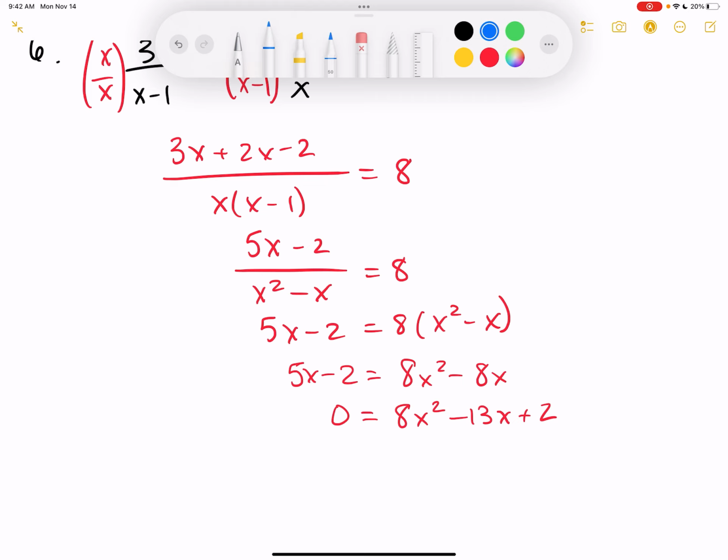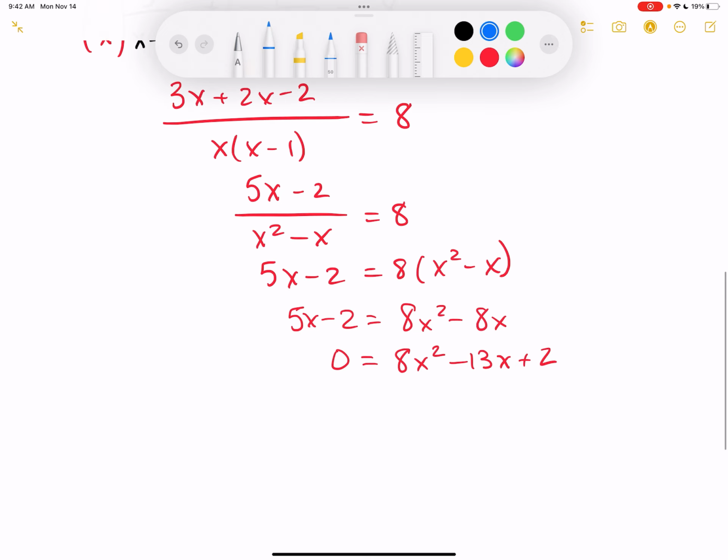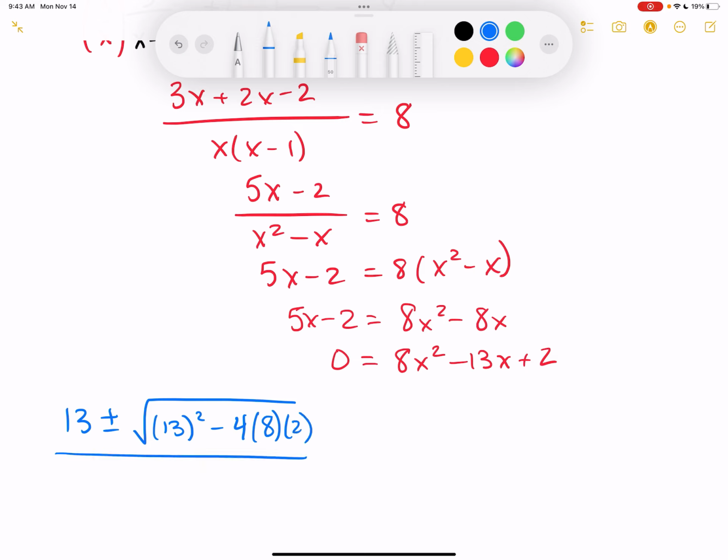Quadratic formula. So negative b, so negative 13, so that's positive 13, plus or minus the square root of b squared, so negative 13 squared, minus 4 times a times c, so times 8 times 2, all over 2 times 8. So inside you got 169 minus 64. So that's 105. So you'd have 13 plus or minus the square root of 105 over 16.